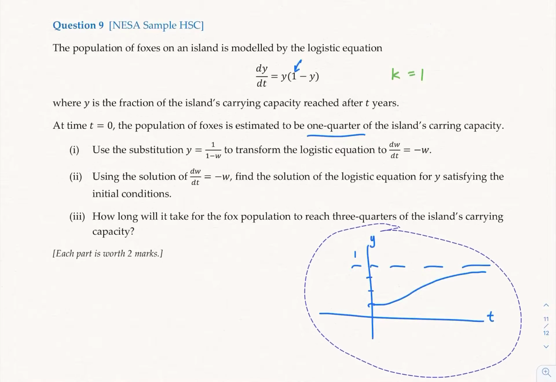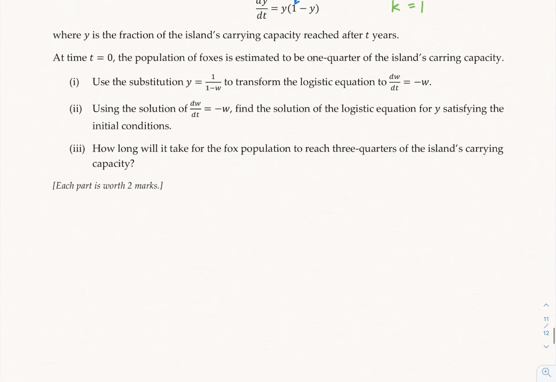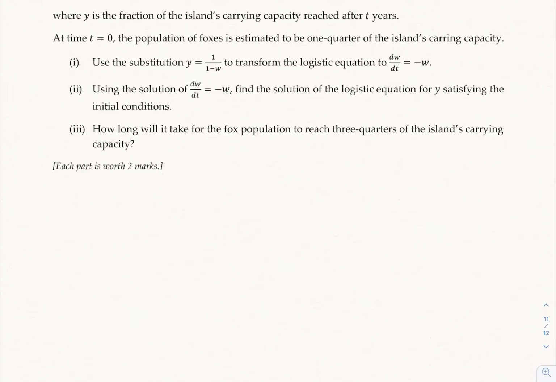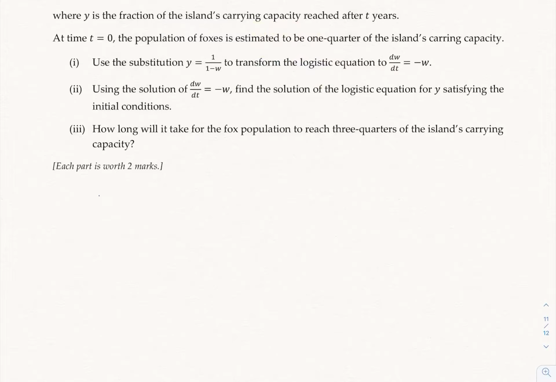We have used the substitution y equals 1 over (1 minus w) to transform the logistic equation into dw/dt equals negative w. It's a little bit hard to make sense of what we're really doing here, but if we have y equals 1 over (1 minus w), or y equals (1 minus w) to the negative 1, then straight away we can get dy/dw, which is probably helpful.